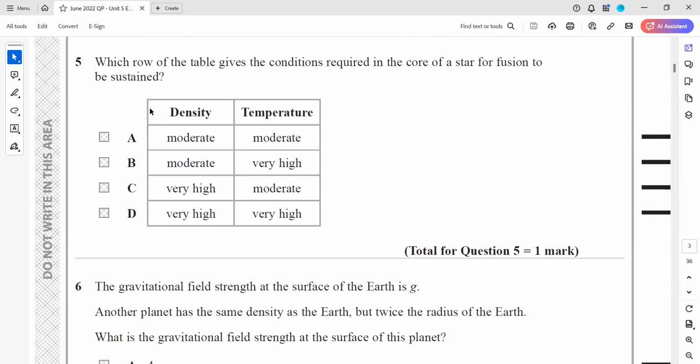In question 5, which row in the table shows a condition required in the core of a star for fusion? The density should be high and the temperature should also be high, because high temperature is needed to overcome the force of repulsion, and high density so that more particles will collide.